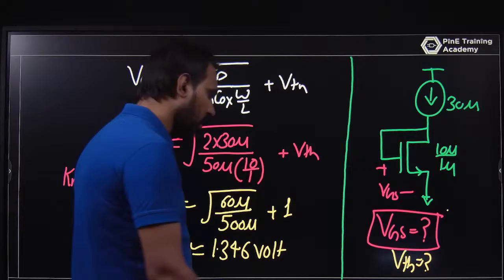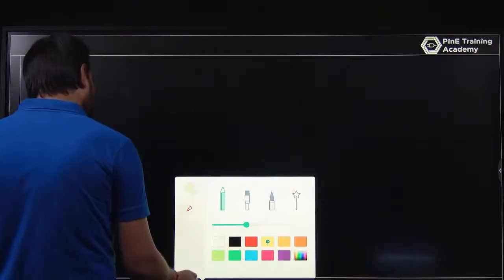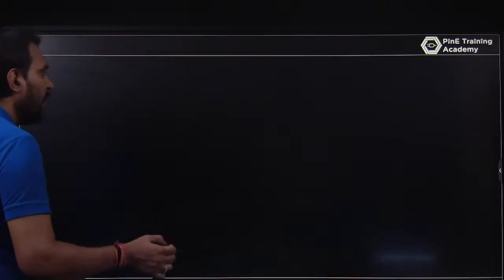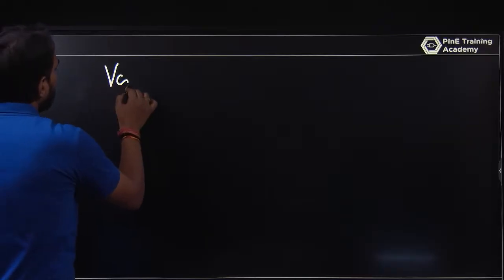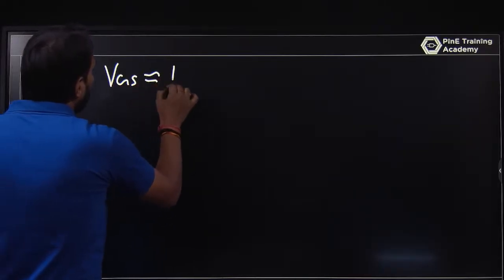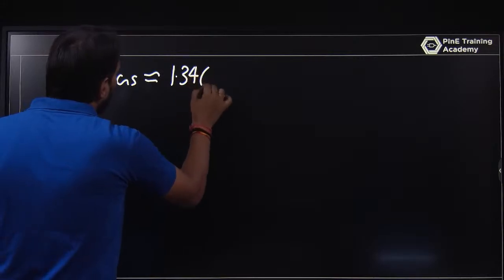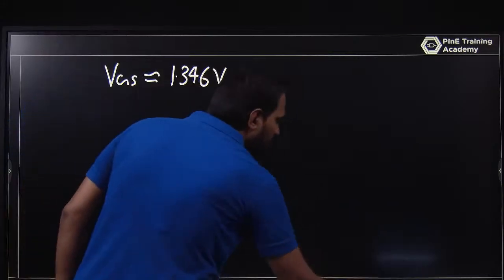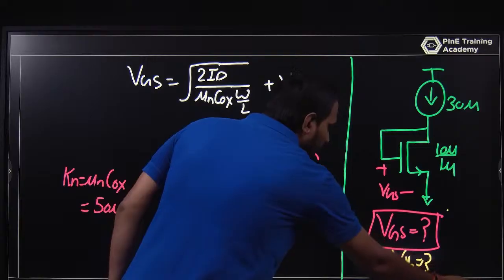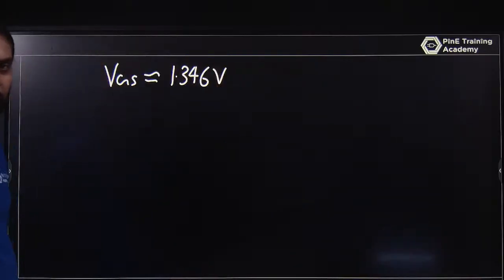Okay, let's talk about the gain. So till now we decided that VGS, by the calculation, is approximately 1.346 volt. Yes, correct. This is 1.346 volt. Okay. And now I am going for gain.